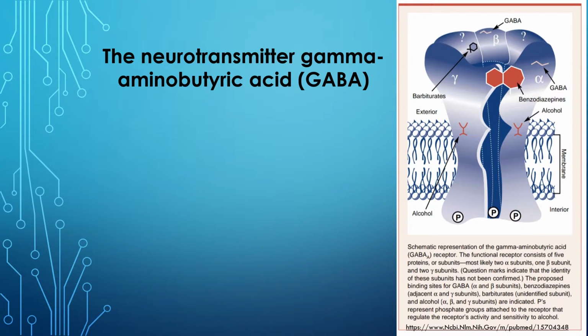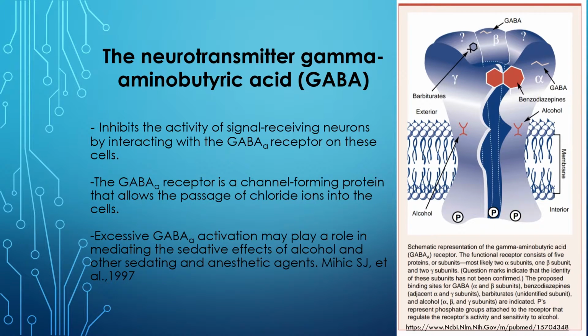The neurotransmitter gamma-aminobutyric acid, or GABA, inhibits the activity of signal-receiving neurons by interacting with the GABA-A receptor on these cells. The primary GABA receptor is a channel-forming protein that allows the passage of chloride ions into the cell. So excessive GABA receptor activation may play a role in mediating the sedative effects of alcohol and other sedating and anesthetic agents.